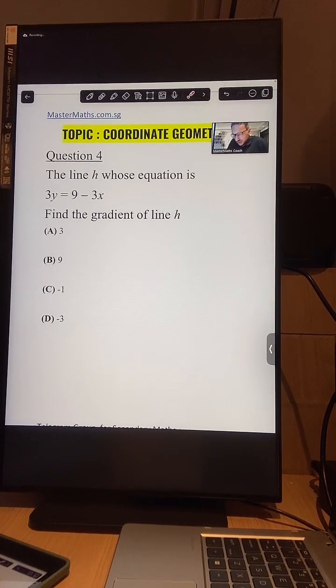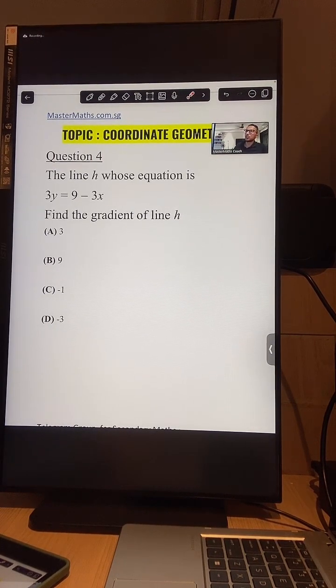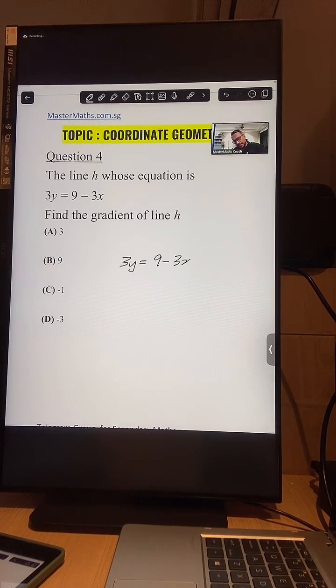Okay, the line H, whose equation is 3y equals 9 minus 3x. Looks very similar. This is the exact same equation as just now, but a different question. Now they are not asking for the y-intercept. They are asking for the gradient. But we already did the gradient just now, right? So everybody should know. What do we do here? We have 3y equals 9 minus 3x.